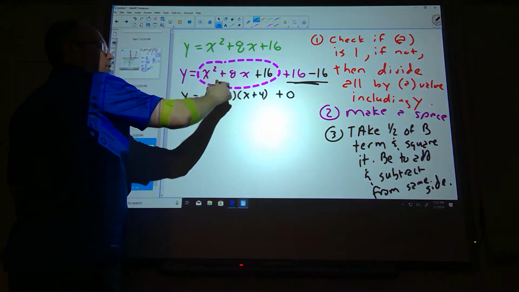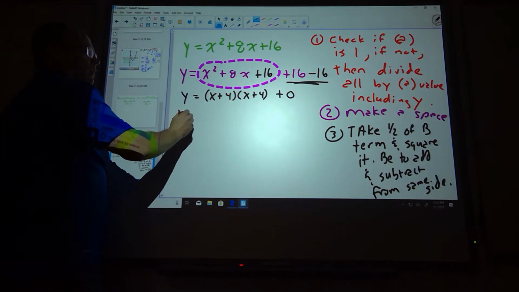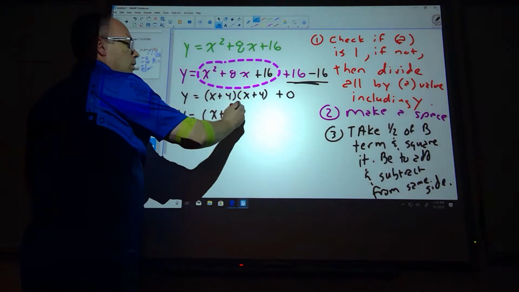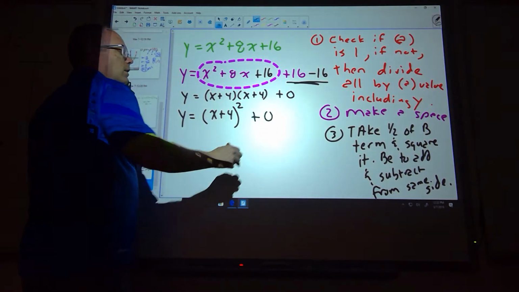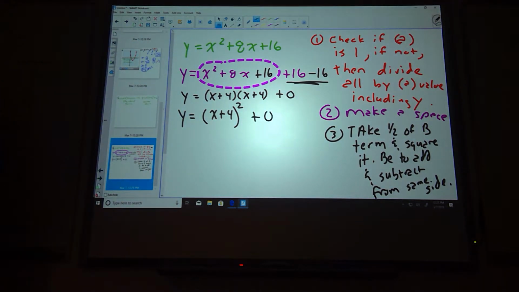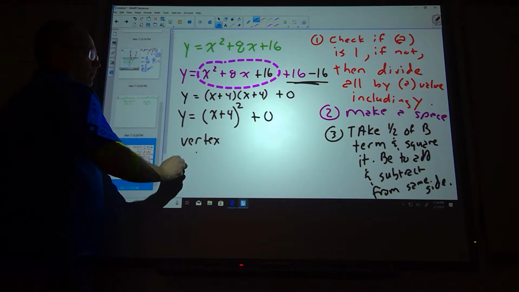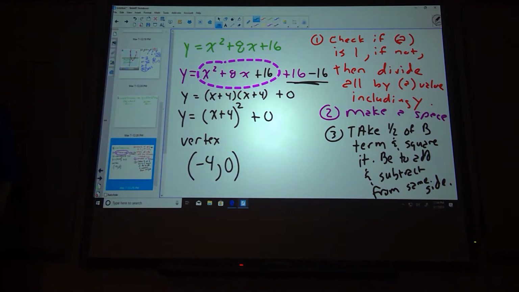Do you agree with this? Then write it like this. If I do a quantity squared, does that mean the same thing as x plus 4 and x plus 4? So what's my vertex? Negative 4 and 0. Okay. Take time to write that down, and let's clarify any questions.